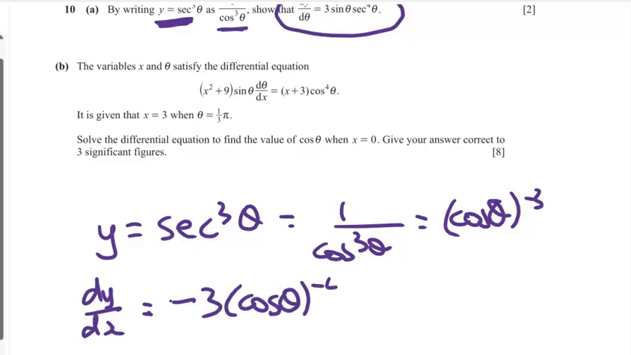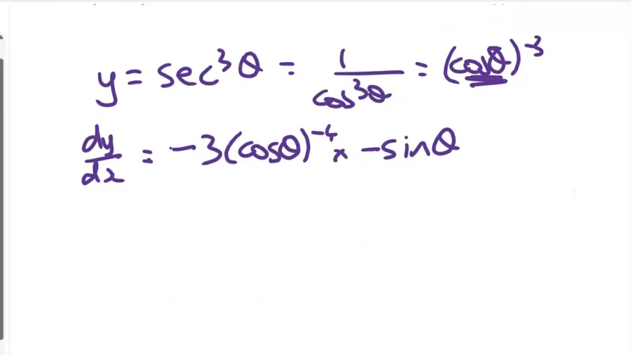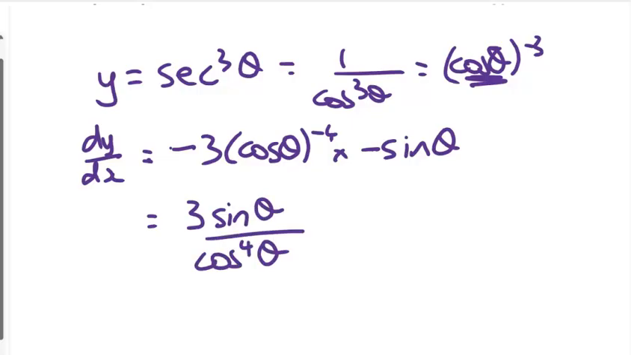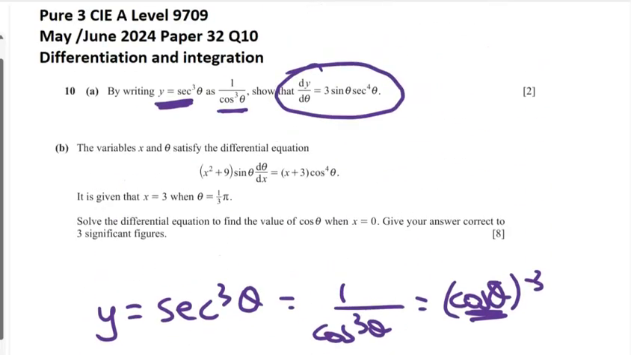-3 cosine of theta to the power of -4 times the derivative of the inside function, which is negative sine theta. Okay, now cleaning that up gives me 3 sine theta over cos to the 4 theta, which is 3 sine theta sec theta to the power of 4, as required. So there we go, that's the first part done.